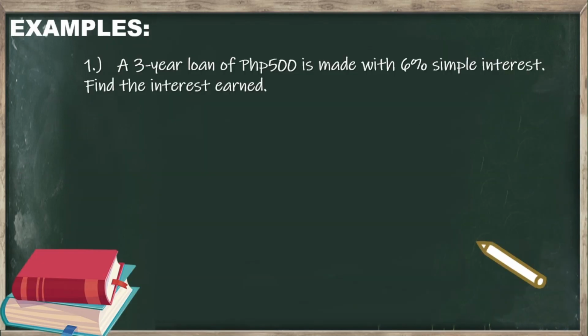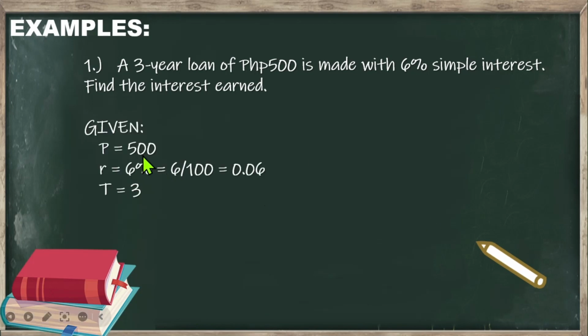So examples. Our first problem is a 3-year loan of 500 pesos made with 6% simple interest. Find the interest earned. Our given is P for 500 pesos. R is 6%, and we should convert it into decimals. So 6 divided by 100 is equal to 0.06. And our T for term is 3 because the problem says a 3-year loan.